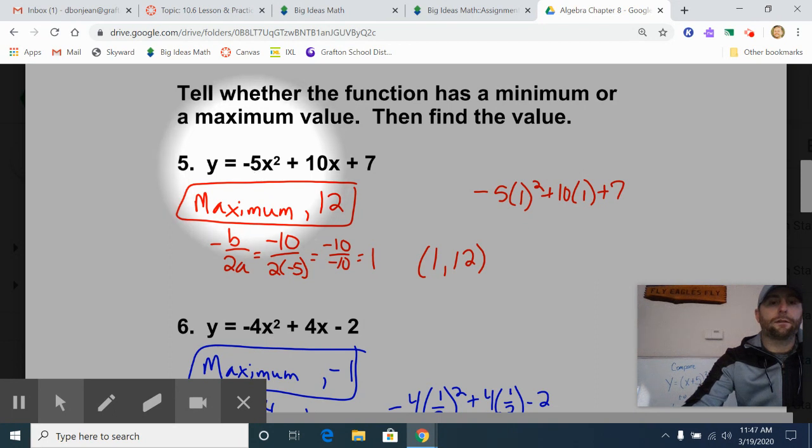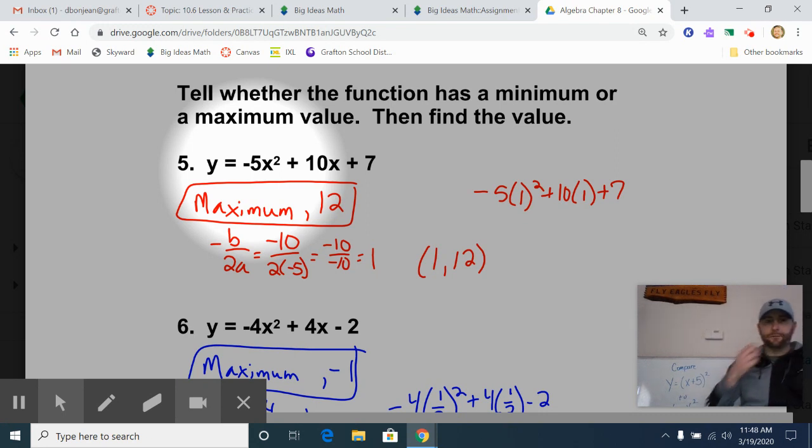Since it's negative in this case, if I were finding my vertex, I'd be finding the highest or maximum point on the graph, right? If this number was positive 5, for example, that would tell me that I'm finding the lowest point on my graph when I find my vertex, because it would be opening up. All right. But let's just use this as an example of what we're doing.